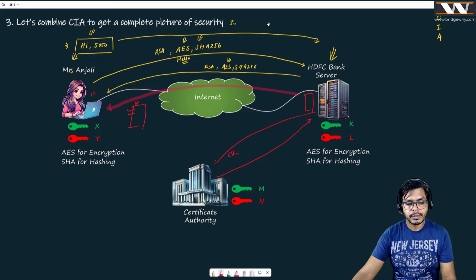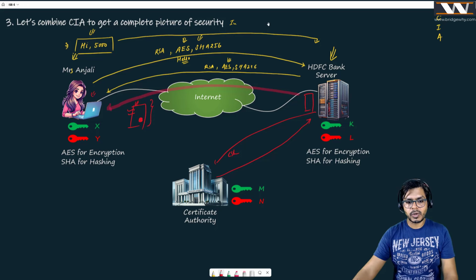Anjali is going to check it. HDFC bank server is saying, please verify my certificate. I have signed this certificate using a supreme authority, which is a certificate authority, which may be DigiCert.